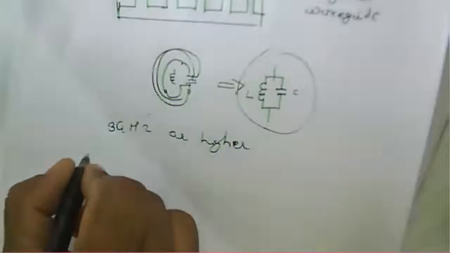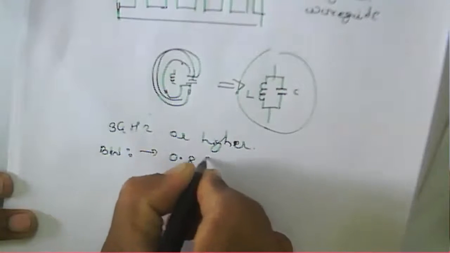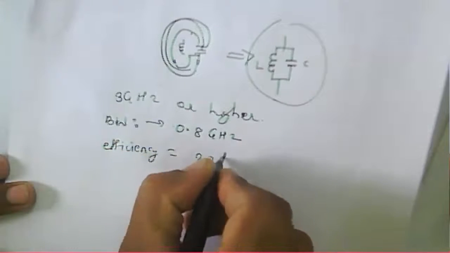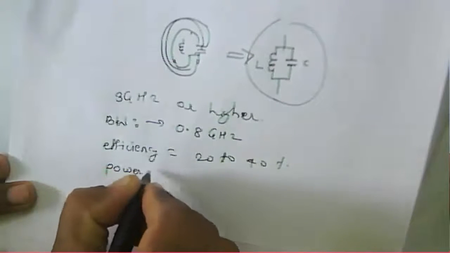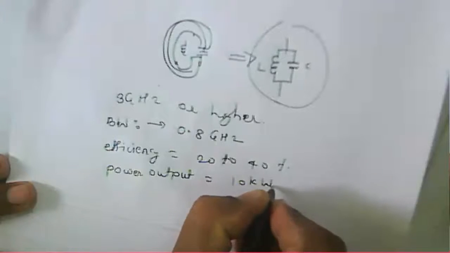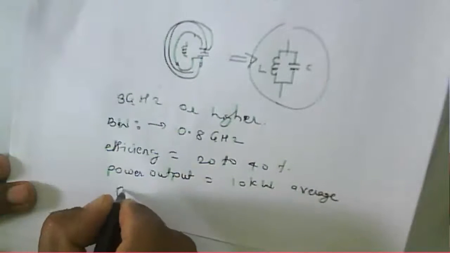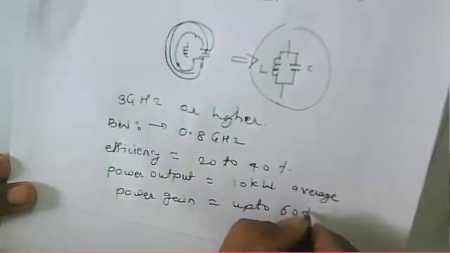It will be used at about 3 gigahertz or higher, and the bandwidth is about 0.8 gigahertz because of that higher operating frequency. Efficiency is about 20 to 40%, and the power output is large, up to a maximum of 10 kilowatts. That is about the average power, and the power gain is up to 60 dB.